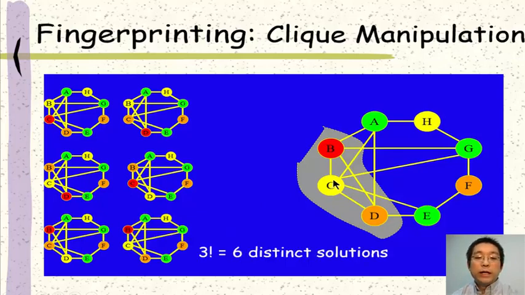In total, what we have here is we can build 3 factorial, which is 6 distinct solutions from solving the problem only once. So this shows that we can generate a lot of different fingerprinted solutions by solving the problem only once, and without compromising the quality of the IP.